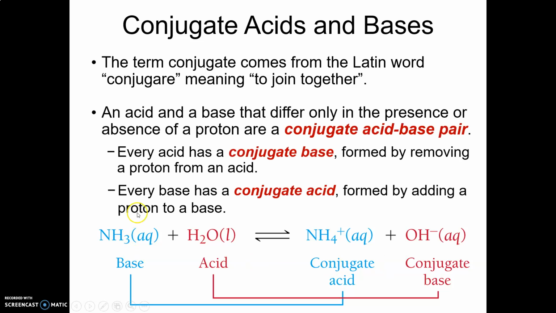So if we go back to our ammonia and water reaction, if we take ammonia and react it with water, ammonia is a base, which means water would be the acid. Water is going to donate a proton, and the acid forms the conjugate base, which is hydroxide. And when ammonia accepts the proton from water, it forms ammonium and becomes the conjugate acid. And so that's the concept of conjugate acids and bases.